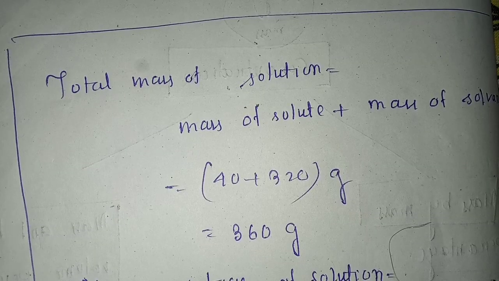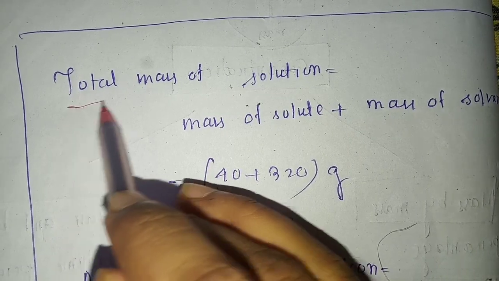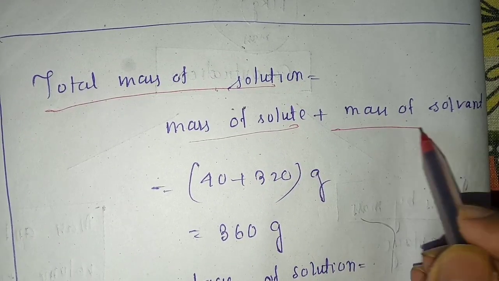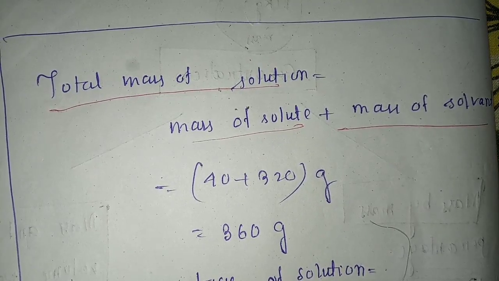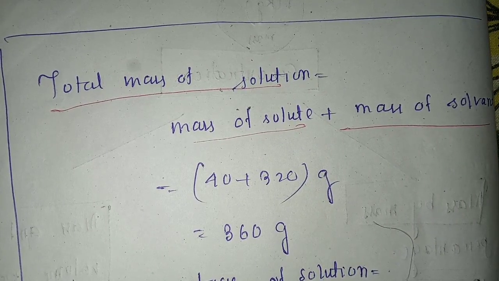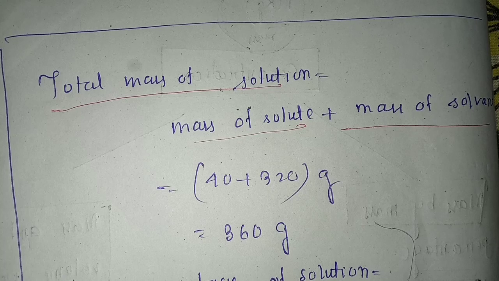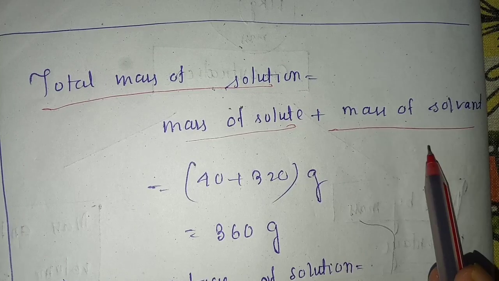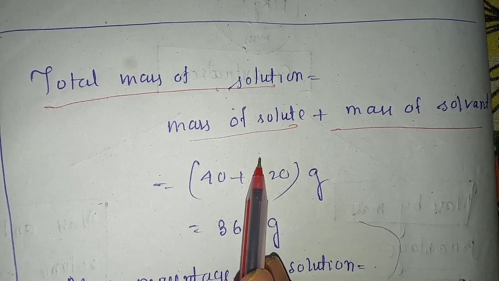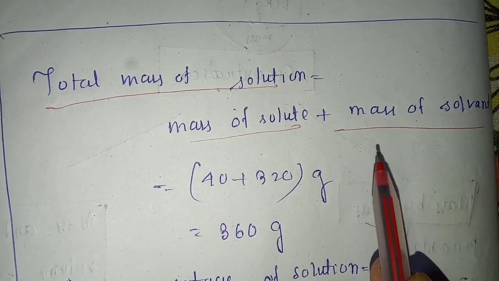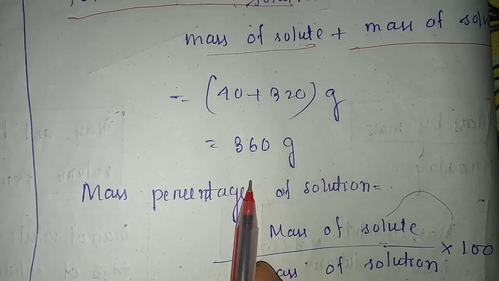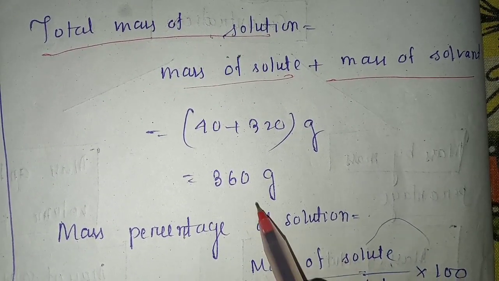So here I am finding it. I have written total mass of solution equal to mass of solute plus mass of solvent. We all know that the solution is made up of two things. One is solute, which is in less amount. Another is solvent, which is in more amount. So the total mass will be the summation of the mass of solute and the mass of solvent, right? The mass of solute in this problem is 40 gram, and mass of solvent is 320 gram. So the total mass of the solution came out 360 gram.